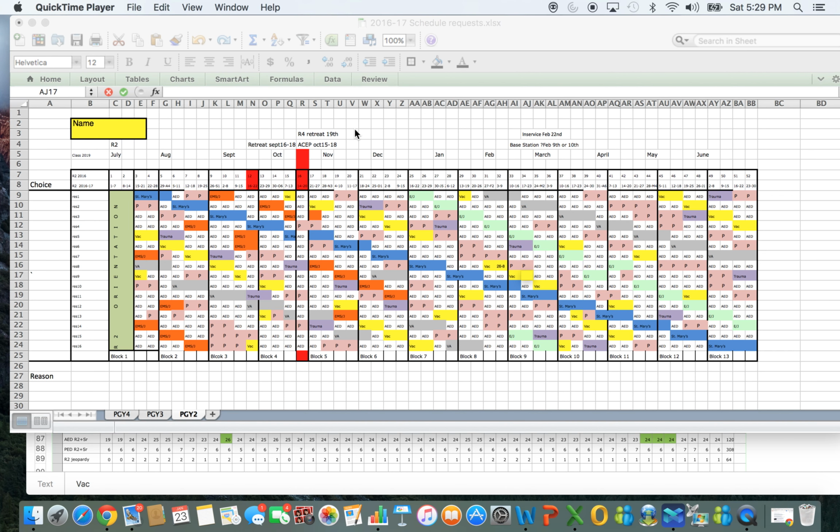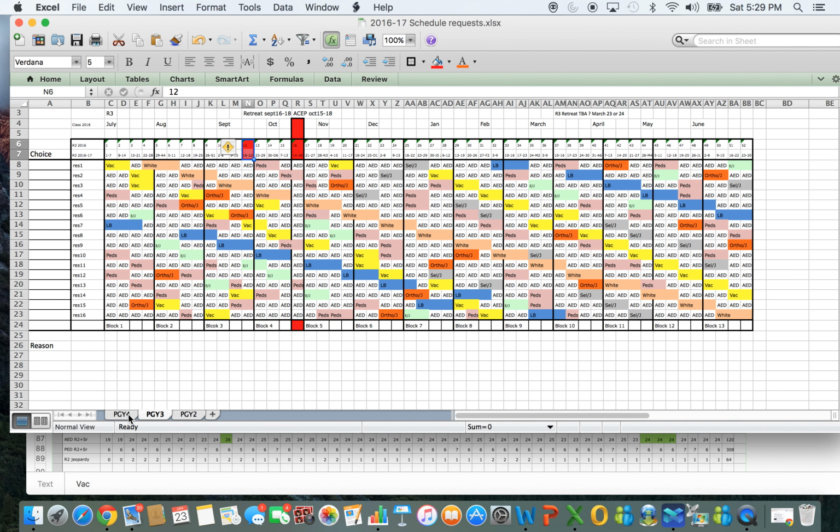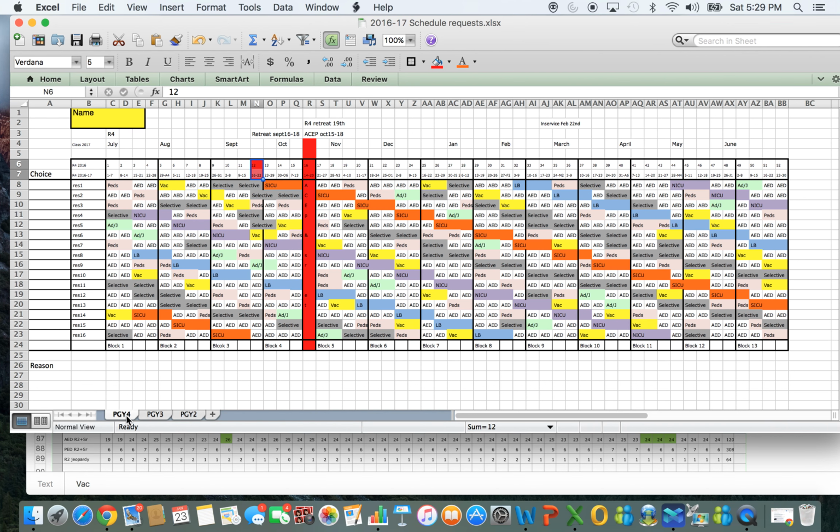Okay, everyone, welcome to Schedule Requests for the 2016-17 academic year. For the PGY 2s and 3s who have done this before, you kind of know the routine. These are the schedule blocks for residents 1 through 16 for the PGY 2, PGY 3, and PGY 4 years.